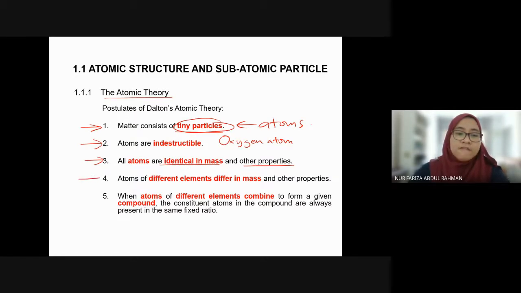The fourth postulate is opposite to the third postulate. It says atoms of different elements differ in mass and other properties. Take for example oxygen and hydrogen. These are two different atoms. So by right, they should have different masses and also other properties. They should differ in terms of mass and other properties.